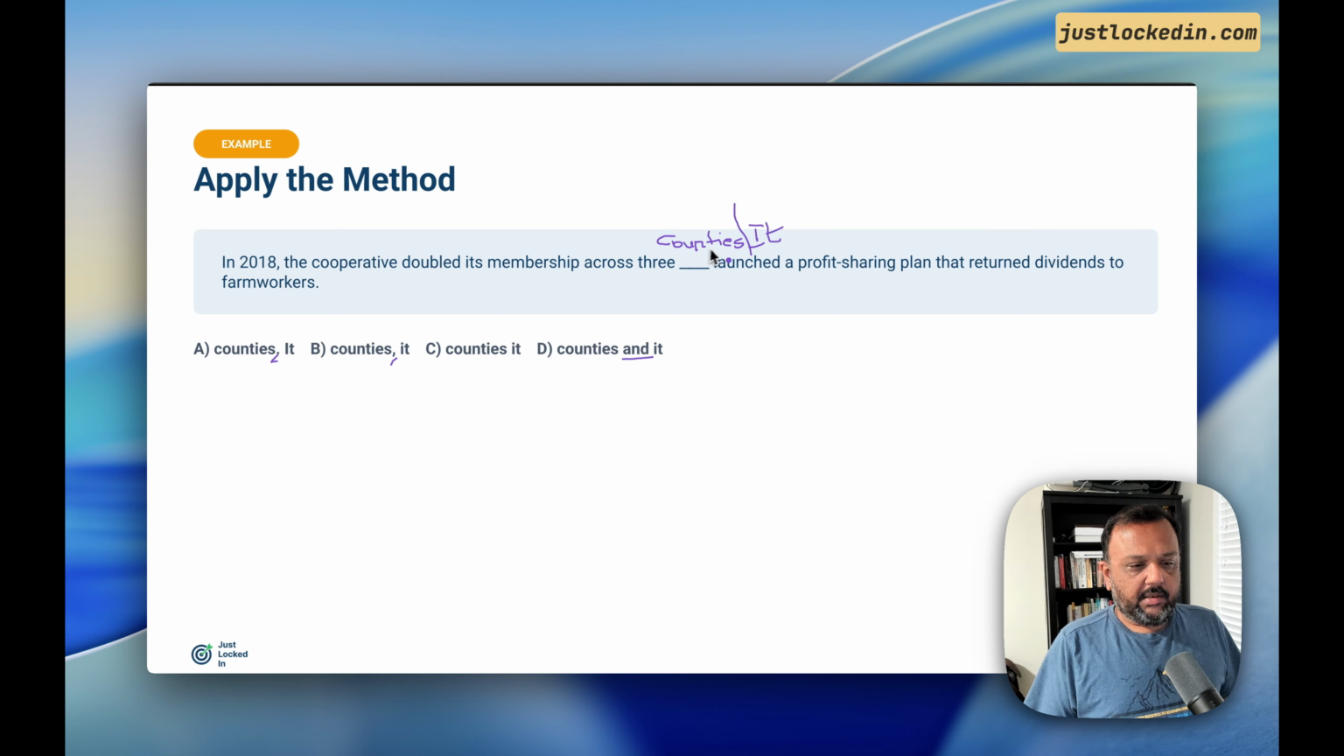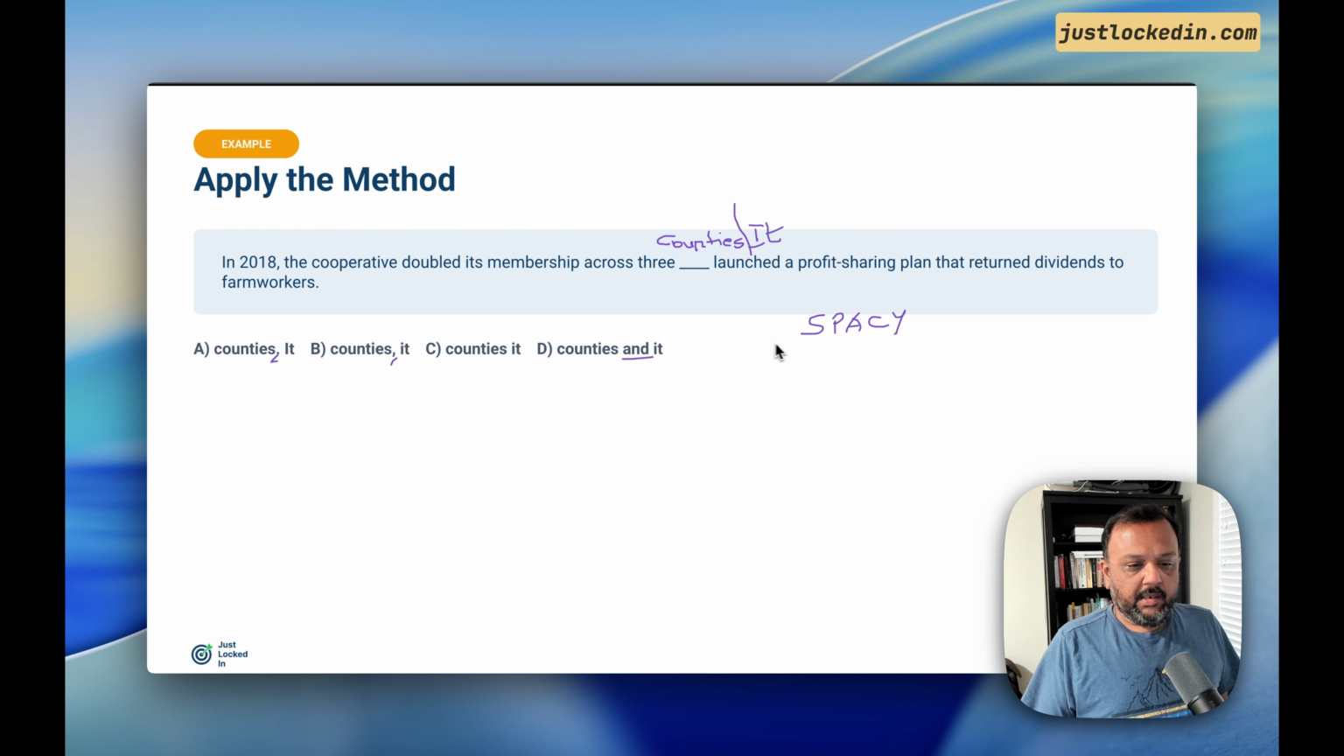Now both these clauses are independent clauses. In 2018, the cooperative doubled its membership across the 3 counties. Full stop. It makes a valid sentence. Similarly, it launched a profit sharing plan that returned dividends to farm workers. That is also an independent clause. It forms a valid sentence. So now the question is, what do we do between these two clauses? Between these two words? That's really the choice. So now you can apply the SPACY rule.